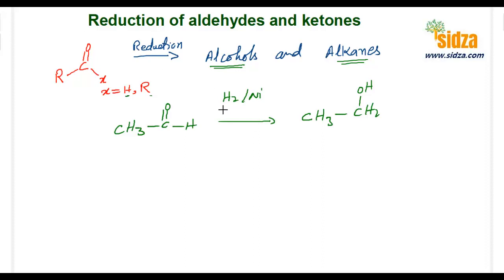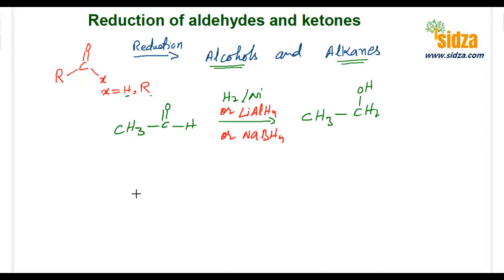Or we can use another very famous reducing agent, which is lithium aluminum hydride. You can use this one also to convert this aldehyde into the alcohol, or we can use sodium borohydride, NaBH4. Sodium borohydride is a little bit milder reducing agent than lithium aluminum hydride, but all these reducing agents convert aldehydes into alcohols. Even if you have a ketone, it can convert it into alcohol. So from here, this aldehyde, you get a primary alcohol, right?